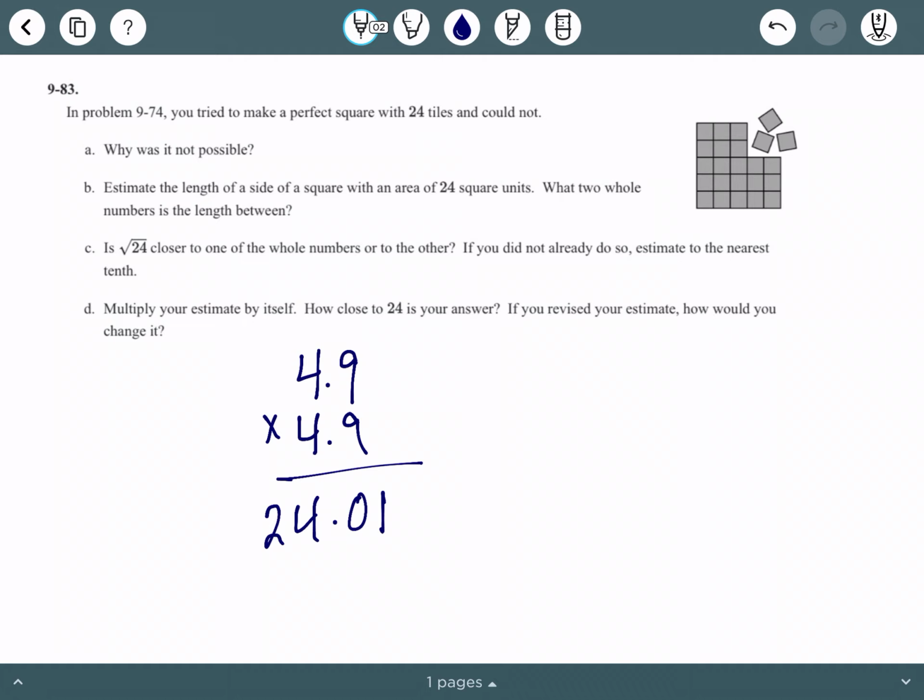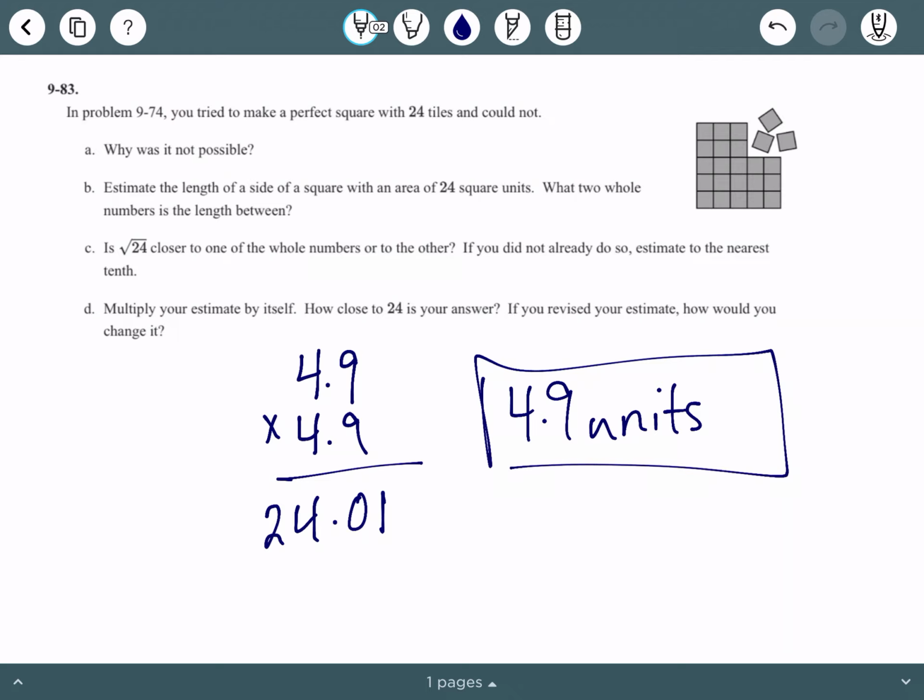So I'm going to say that our estimate of 4.9 as a side length is incredibly close. If anything, there would be a few decimals after the 9, but our best estimate for this would be 4.9 units as a side length. And that's all for 983.